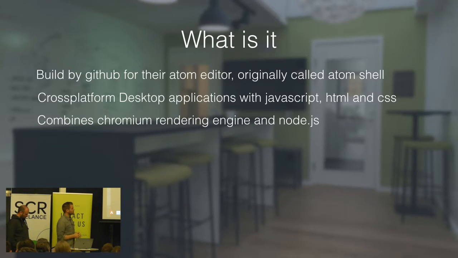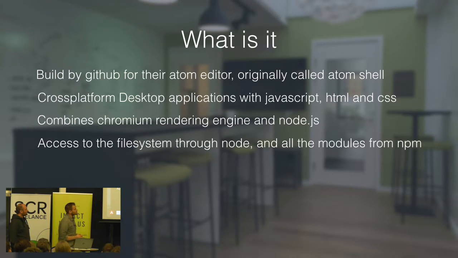Underneath, it takes the rendering engine from the Chromium project, so you actually have access to the same rendering engine that you have in Chrome. And then the backend is Node.js, so the whole backend part of the framework is Node, so you have access to all of the NPM packages, and everything you have in Node, you have in Electron too.